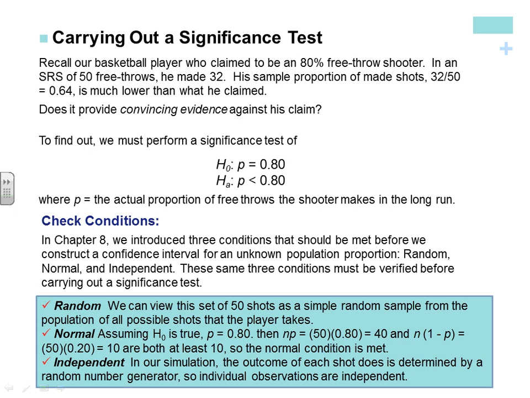And then for independence, we're going to check that 10% rule, or you can say the outcome of each shot is not determined by a random number generator here. So individual observations are independent. One shot does not affect the next shot.